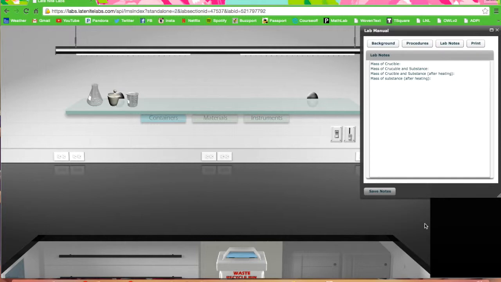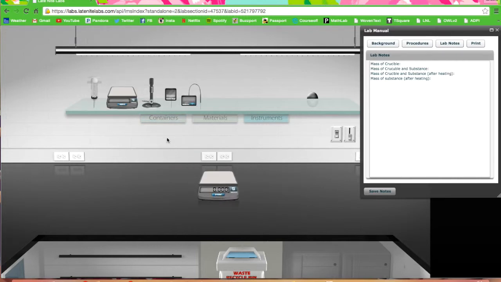Our first step to perform the reaction is to gather our materials. For this experiment, we will need a balance to measure the change in mass, a crucible to hold the copper-2 carbonate hydroxide hydrate, and a Bunsen burner to heat the compound.